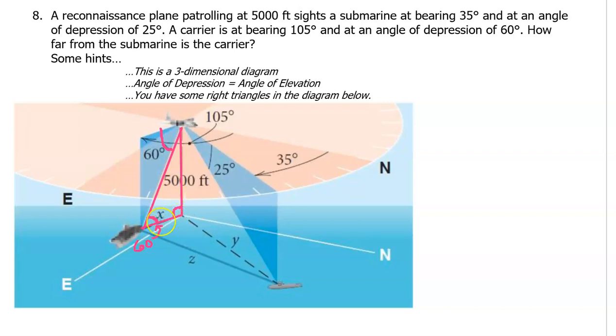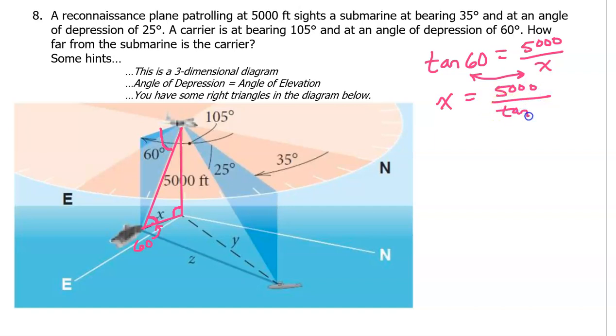Okay, remember X is the length, right? It's not the angle. X is this length right here. We should be able to use good old tangent function. Think about it. The tangent of this 60-degree angle, tangent is opposite over adjacent. So that's going to be 5,000 over X. When the variable is in the denominator, you can swap these. So that will give us X is equal to 5,000 over tangent 60. So let's put that in the calculator and see what we get.